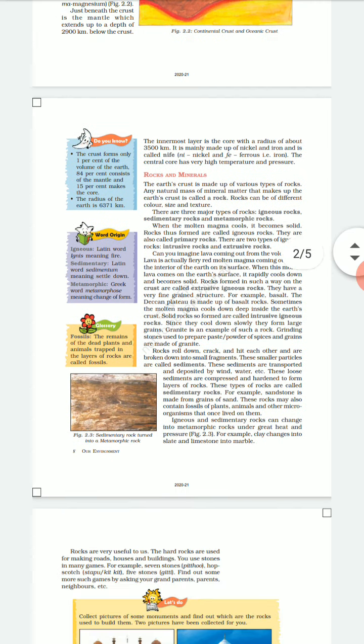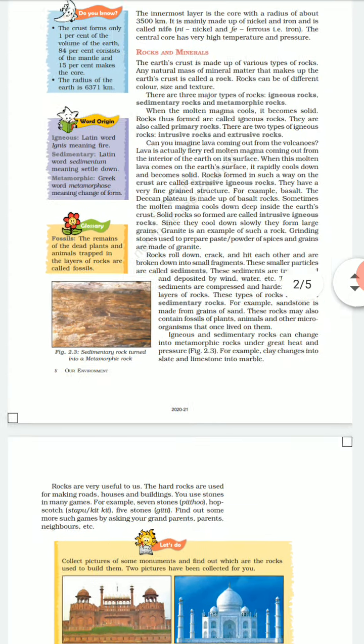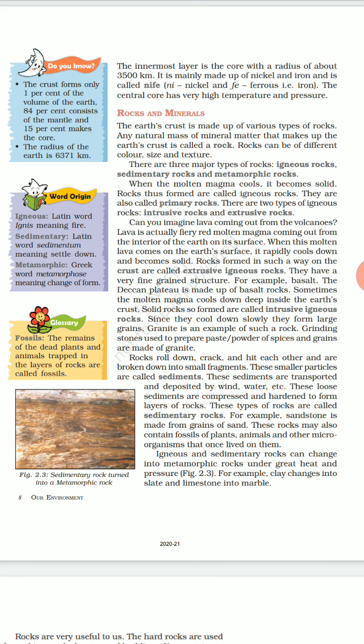Now after that we are going to see the rocks and the minerals. How many types of rocks do we generally find, and what are the minerals that we are going to see in today's part. The earth's crust is made up of various types of rock. Any natural mass of mineral matter that makes up the earth's crust is called a rock. Any of the matter upon the earth that makes different types of shapes, we call rocks. Rocks can be different colors, sizes and textures.